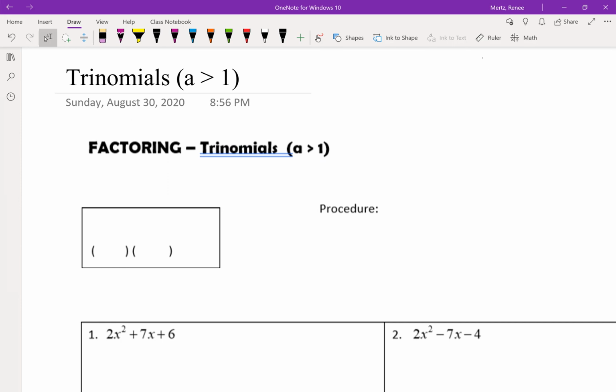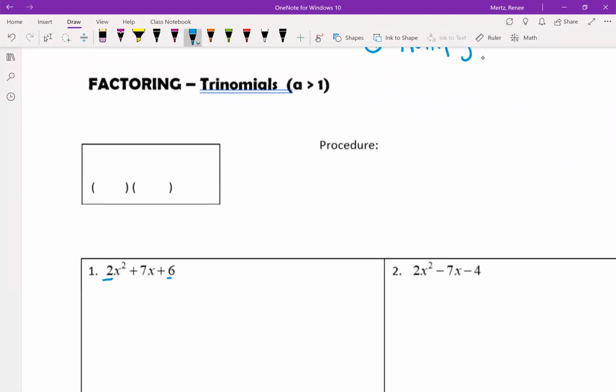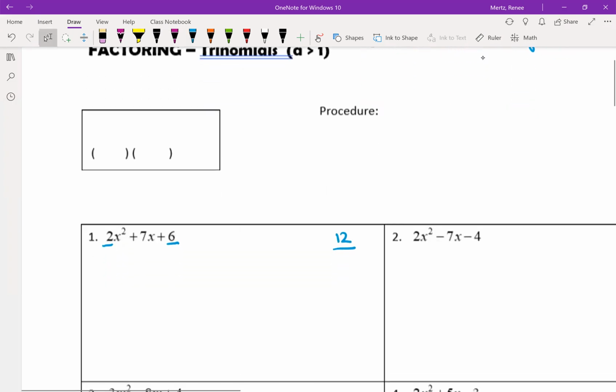We're going to start. So step 1, remember when we're talking about trinomials, ax squared plus bx plus c. Step 1 is to multiply a times c. So if I'm looking at this example, I have to start by multiplying 2 by 6. I need to list factors of 12. So I'm listing factors of whatever that a times c is. So 1 and 12, 2 and 6, 3 and 4.